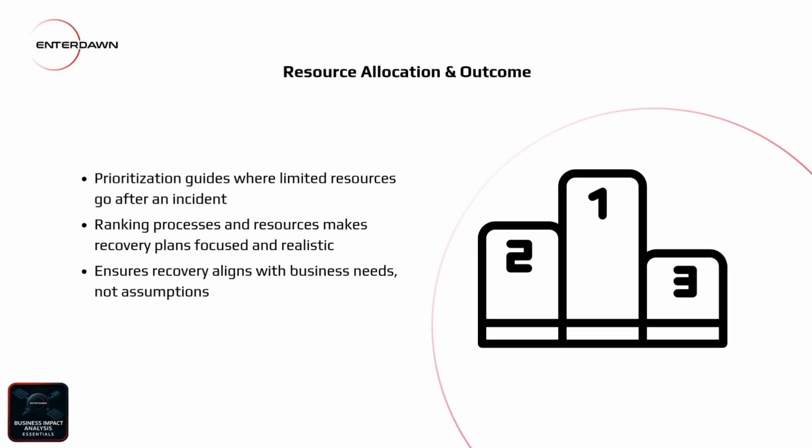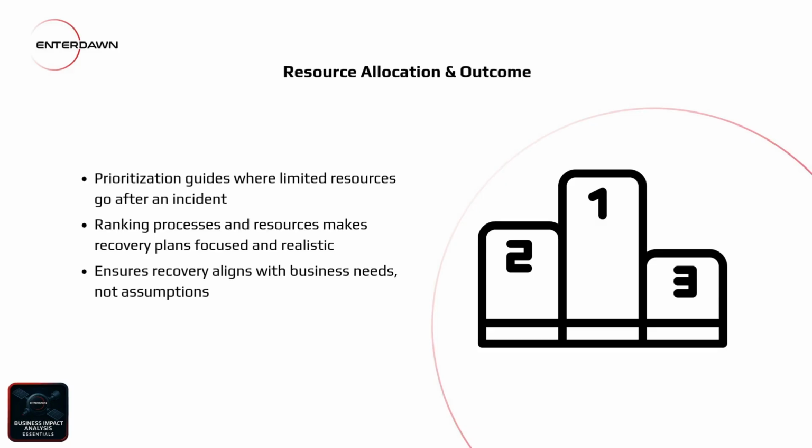However, prioritization isn't just about restoring business functions. It also guides decisions about where to allocate limited resources, like IT staff, backup systems, or manual workarounds, in the hours and days after an incident. By using the BIA to rank business processes and their supporting resources, your recovery plan becomes focused, realistic, and aligned with actual business needs, not assumptions or guesswork.